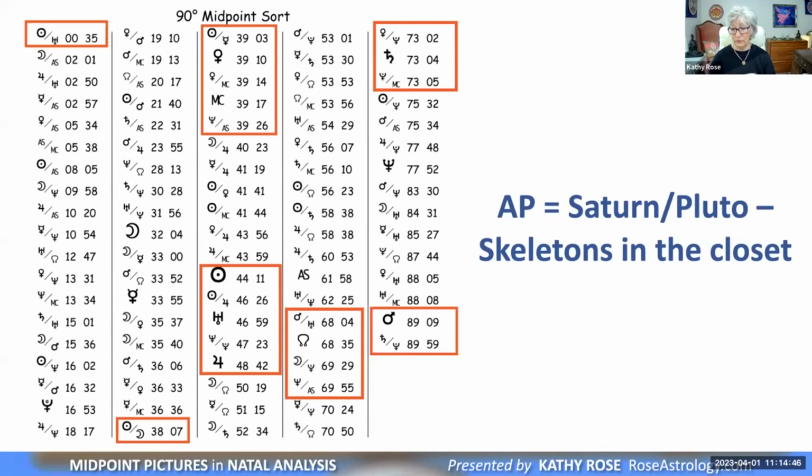One client whose father was a politician, a pretty well-known politician, and his father by day seemed like a good guy, very respected. By night, would come home and beat him with a belt. And this man had in his chart AP equals Saturn Pluto. And when I first started consulting with him, I saw this.